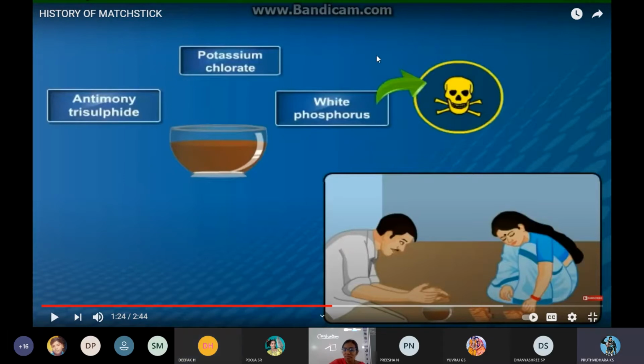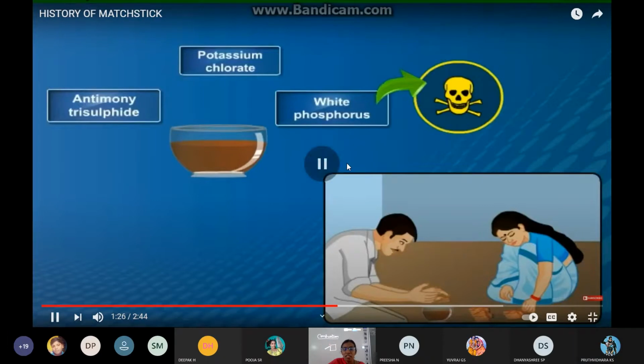What is this figure? Ma'am, skull. Yes, skull. Bones have white phosphorus. In air, it catches fire. Are you understanding? Yes, ma'am. So it is not due to a ghost or something.